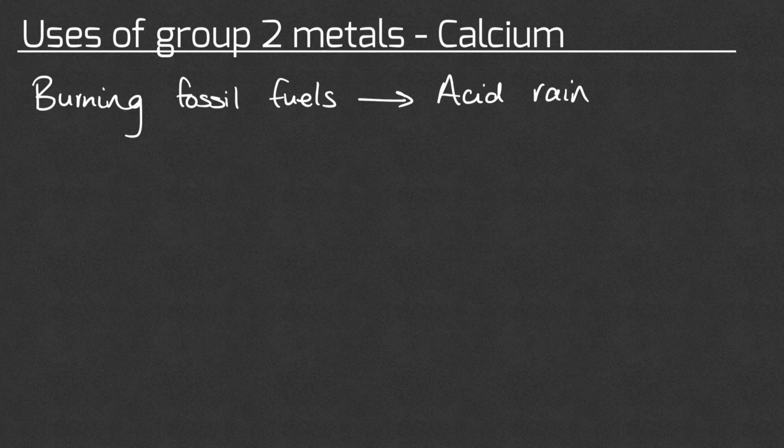Now, burning fossil fuels can produce acid rain. This is something you looked at in the alkanes topic of organic chemistry. Fossil fuels contain sulfur impurities. Burning the fossil fuels causes sulfur dioxide to be produced, and the sulfur dioxide can react with water vapour in the clouds to form acid rain.